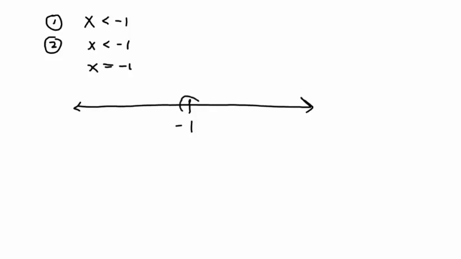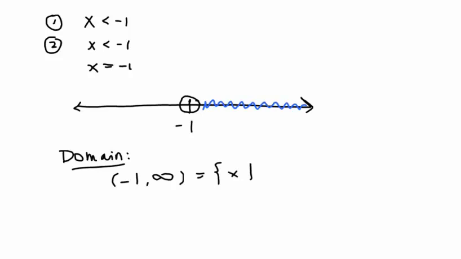So this means I'm going to put an open circle at negative 1. I don't want to include this value. I also don't want to include any values that are less than negative 1. So that means we're going to shade in this region here to the right of negative 1. And we can write the domain of our composite function as negative 1 to positive infinity. And if we want this as a set, this is the set of all x's where x is greater than negative 1.